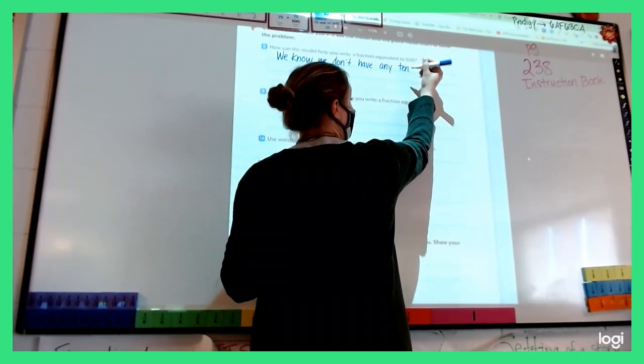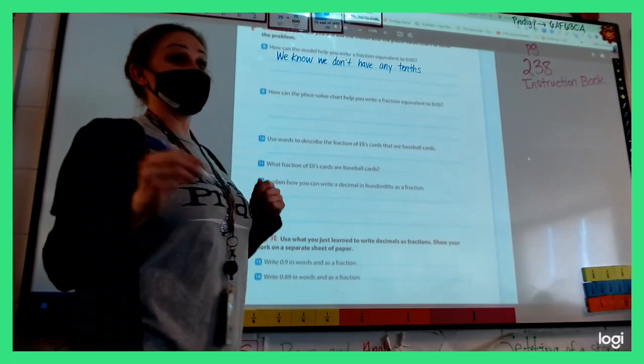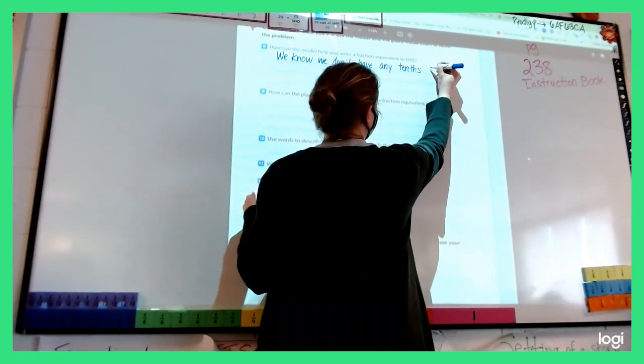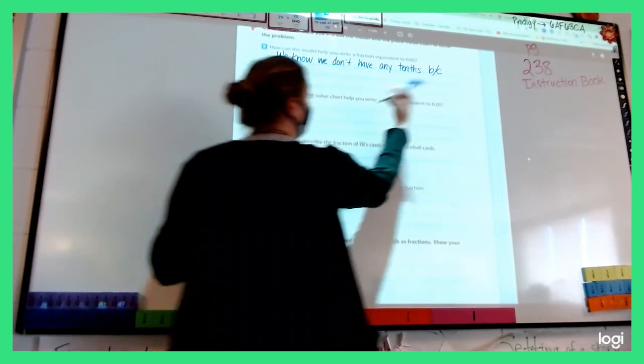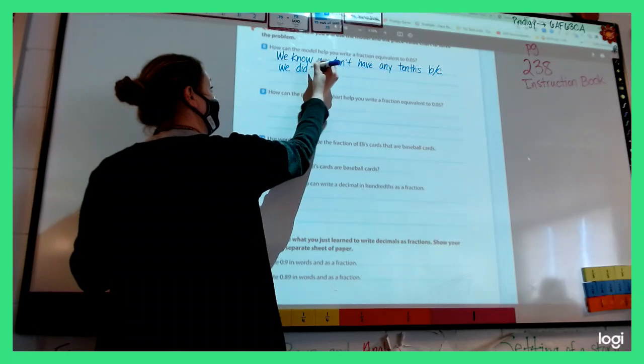And remember, it's not tens, it's tenths. We'll get used to it. If you say tens, that means tens place, which is much bigger. We know we don't have any tenths. We can do B/C because we didn't see an entire column shaded on the model.